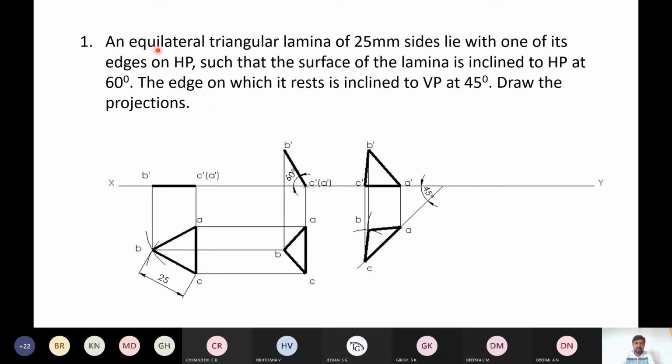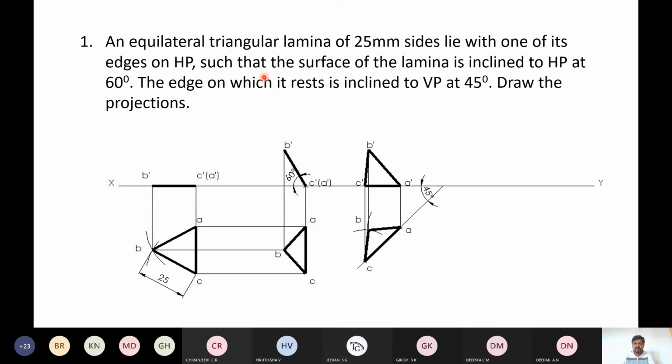So now you must be able to identify the given polygon, that is an equilateral triangle. Next, the length of the side is 25 mm. There is another important thing you should remember. If it is resting on HP, first you should go for satisfying inclination with respect to HP, then go for satisfying inclination with respect to VP. Suppose the lamina is resting on VP on an edge or corner, first go for satisfying the inclination with respect to VP and then go for HP.